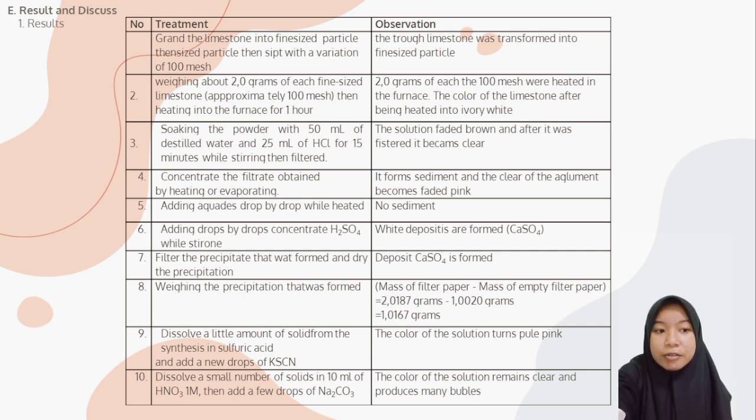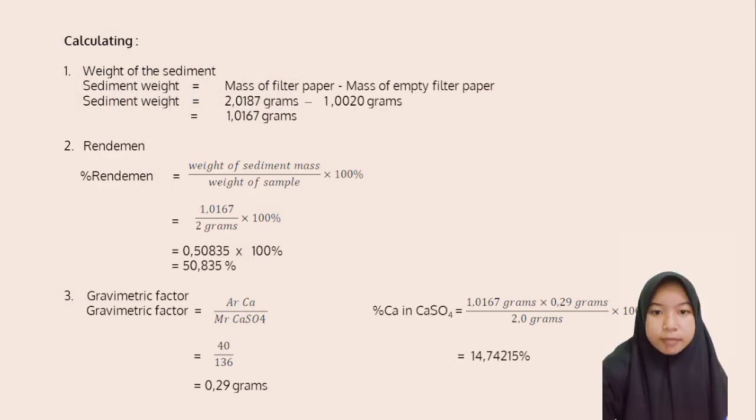Observation: the color of the solution turns pale pink. And 10. Treatment: dissolve a small amount of solid in 10 ml of HNO3 1 molar. Add a few drops of sodium carbonate. Observation: the color of the solution remains clear and produces many bubbles.